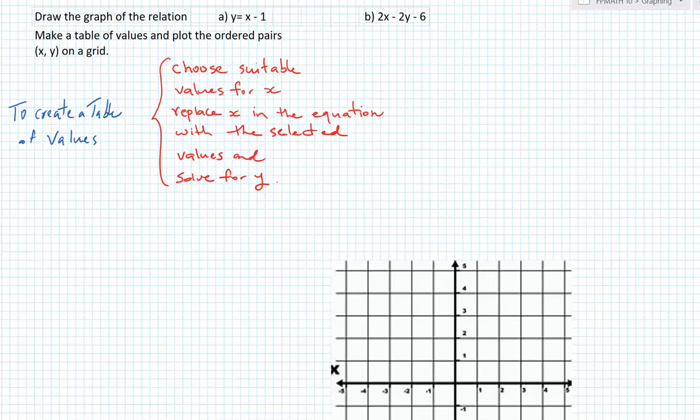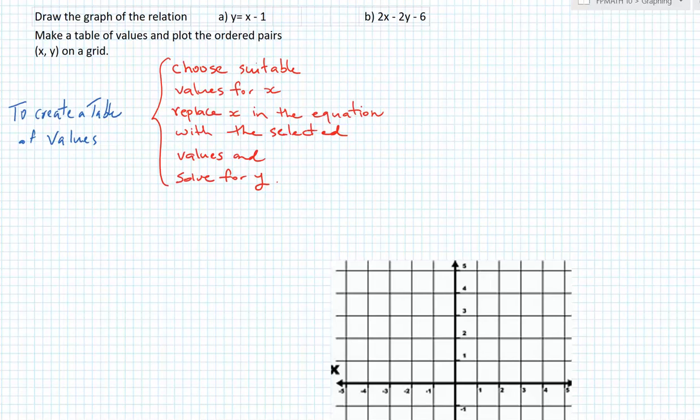Okay, so now we are going to draw graphs using equations of two variables, and in this case we are going to use a table of values to do that. That's a very basic thing we need to do. To create a table of values, which is where we are right now, I think it's very important for you to understand: choose suitable values for x and replace x in the equation.